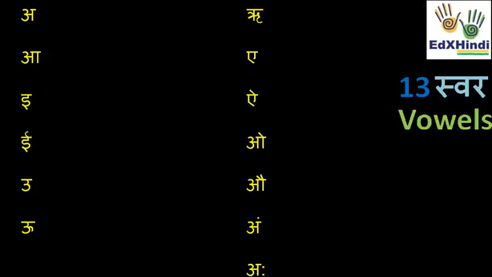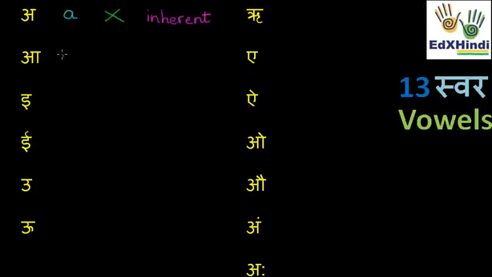Our first vowel or swar is a. And to represent this, we use the alphabet A, and the sound is a. There is no vowel symbol for this, and the reason being that it is inherent in all the consonants in Hindi. This is very much a part of all the consonants in Hindi. So we don't have a vowel symbol for a. Let's look at the second swar.